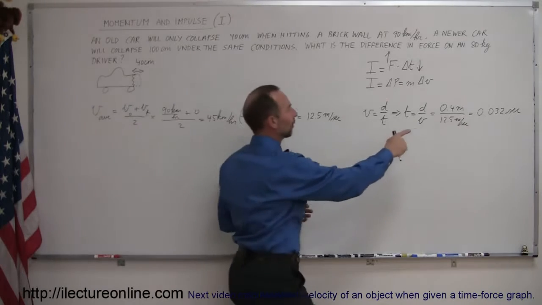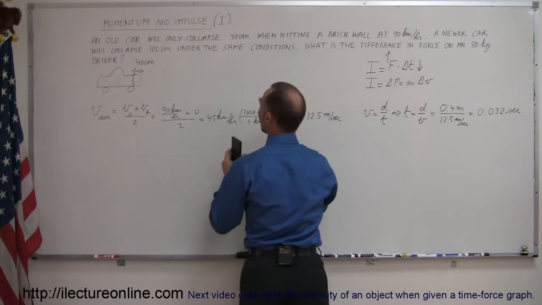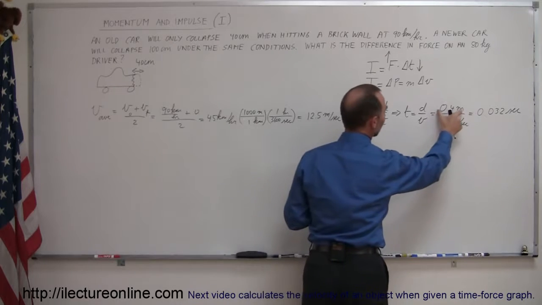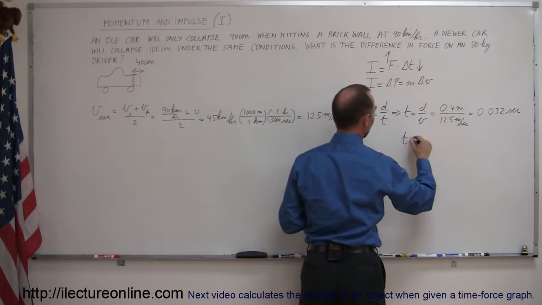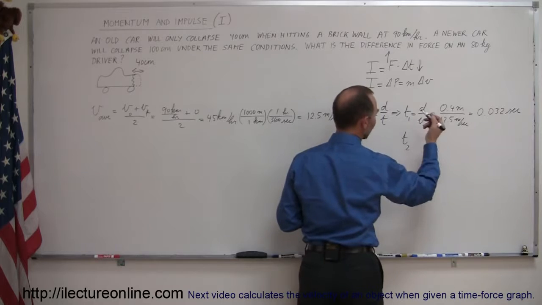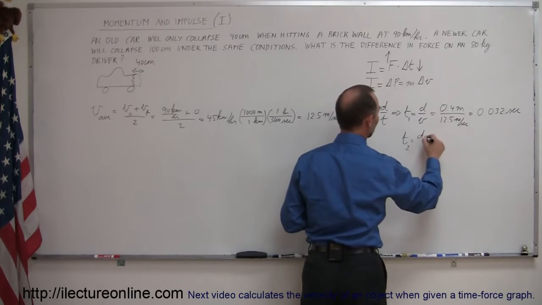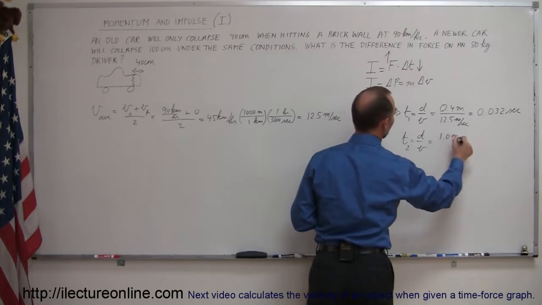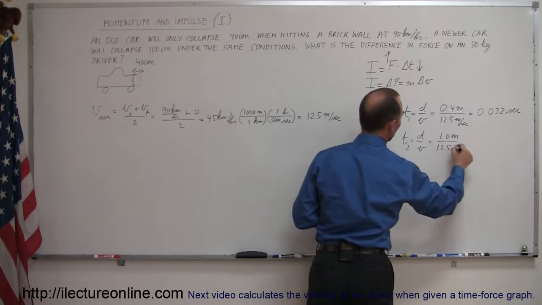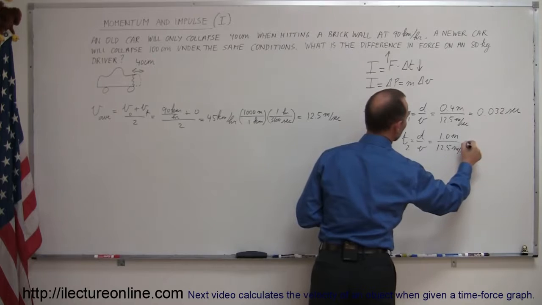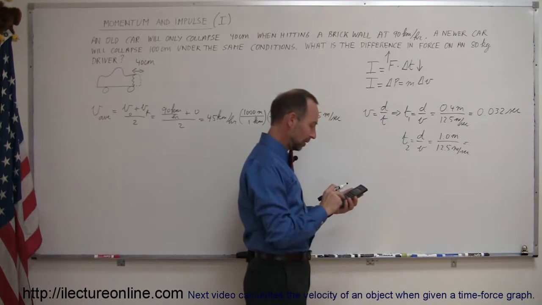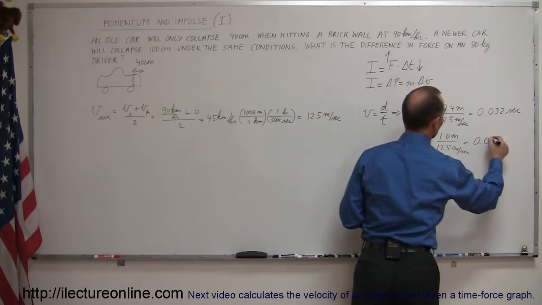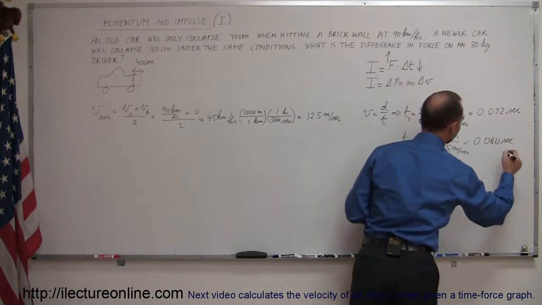If we use this very same equation, we have the same average velocity from 90 kilometers per hour to 0, but the collapse will be a greater distance. So the time for the second car, let's call this one for the first car, is equal to distance over velocity. In this case, it's a whole meter divided by 12.5 meters per second. That would be 2.5 times as great, so times 2.5, and we get 0.080 seconds.